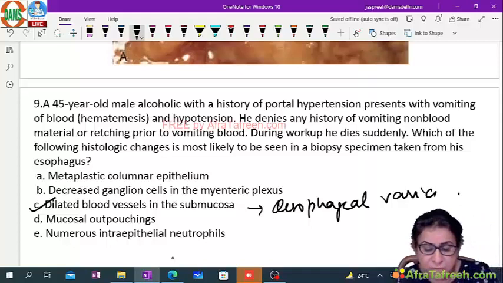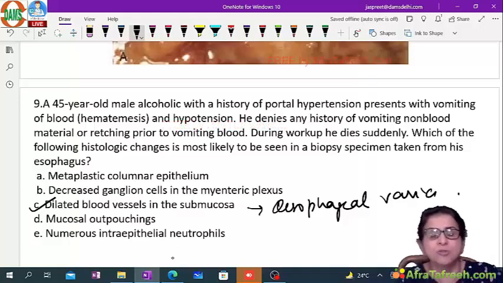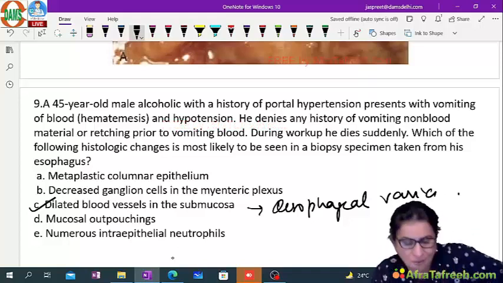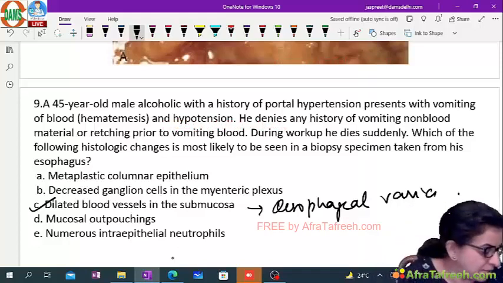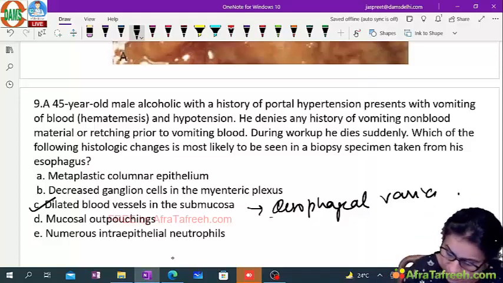Those bleeding there will cause hematemesis. Bleeding will come in the vomiting and will also go out in the stool. And yes, absolutely, they will have what you call melena. They will develop melena. So these are esophageal varices.